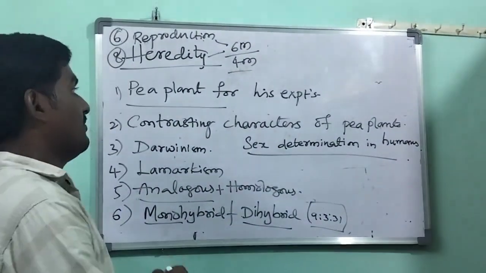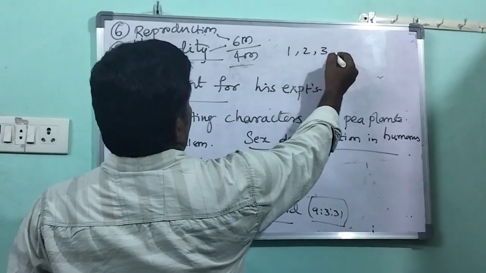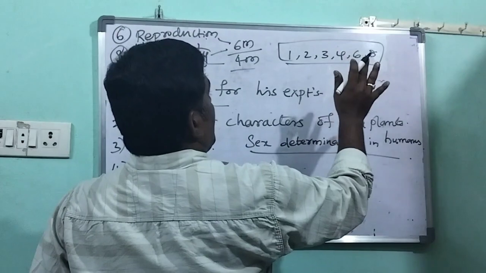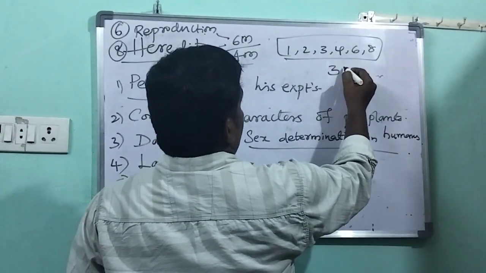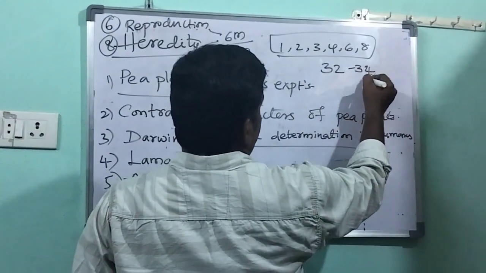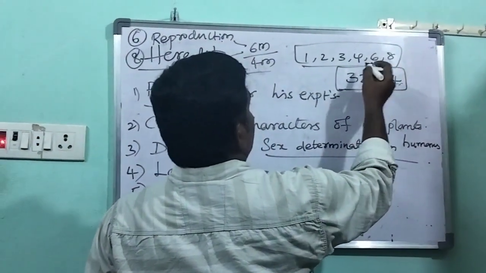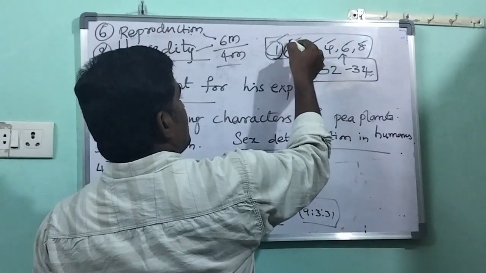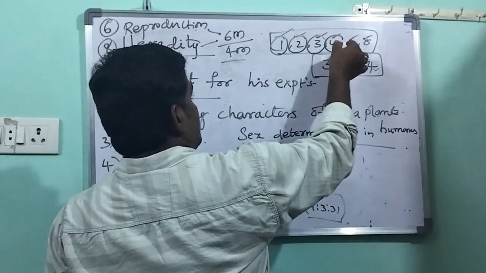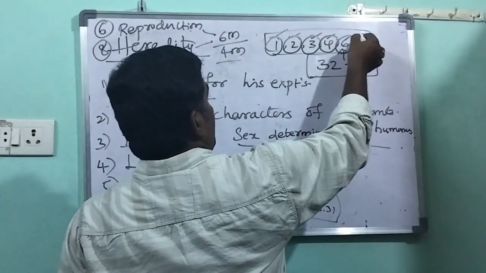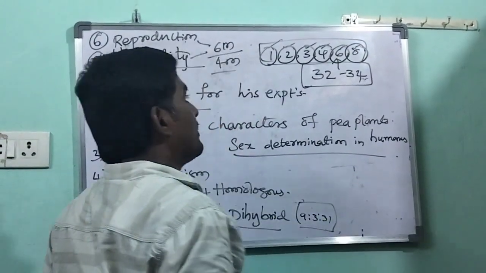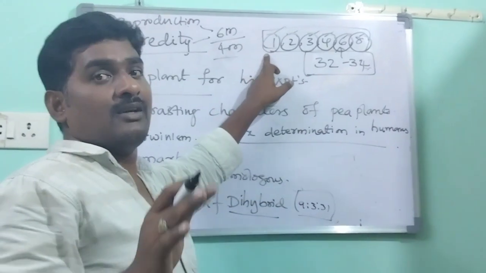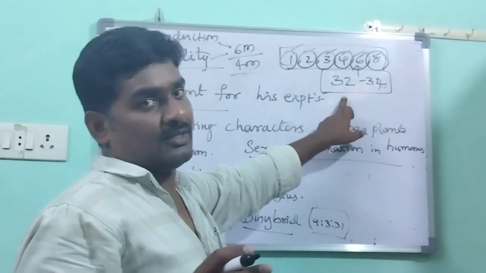So if you read the first chapter, second, third, fourth, 6th, 8th completely, you may have the chance to get a minimum of 32 to 34 marks from only these chapters. So 1, 2, 3, 4, 6, 8. What does 1 mean? Nutrition, respiration, circulation, excretion, reproduction, and also heredity. So how many are there? Total 10. Out of 10, if you read these 6 chapters, you will get a minimum of 32 marks from them.